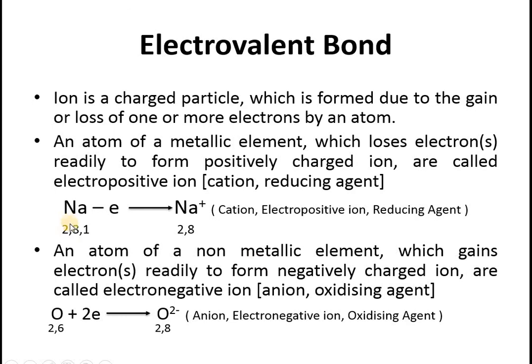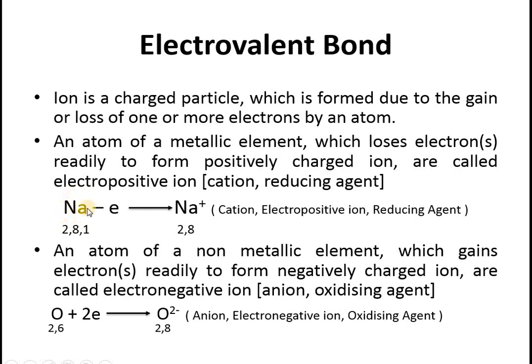So sodium has the electronic configuration 2,8,1. It loses 1 electron and gives you a sodium ion having electronic configuration 2,8. It is called a cation, an electropositive ion, and it is the reducing agent because it gets oxidized. If you consider the oxidation state, here it is the 0 state.